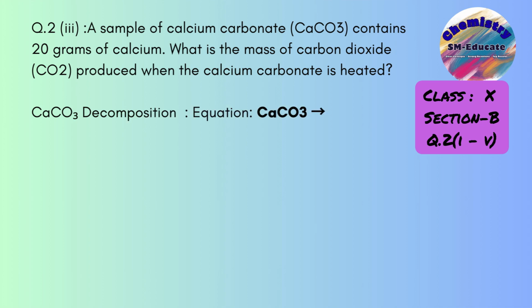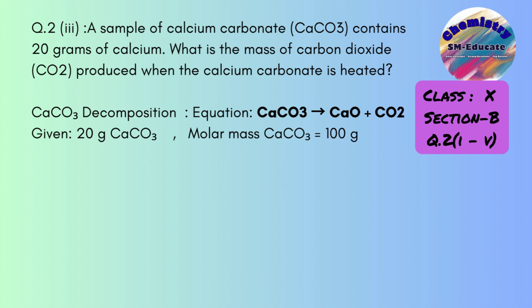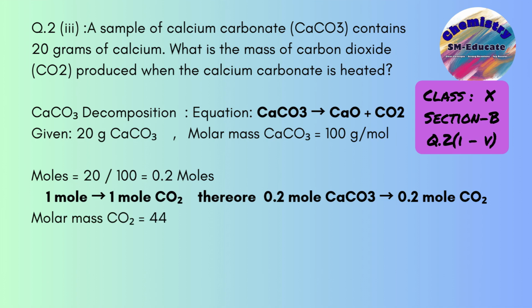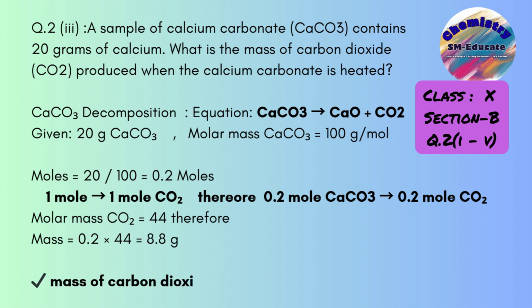Given mass is 20 grams of CaCO3. Molar mass of CaCO3 is 100 grams per mole. Number of moles equals 20 divided by 100 equals 0.2 moles. 1 mole of CaCO3 equals 1 mole CO2. Therefore, 0.2 mole of CaCO3 equals 0.2 mole of CO2. Molar mass of CO2 equals 44. Mass equals 0.2 times 44 equals 8.8 grams. Mass of carbon dioxide, CO2, produced is 8.8 g.